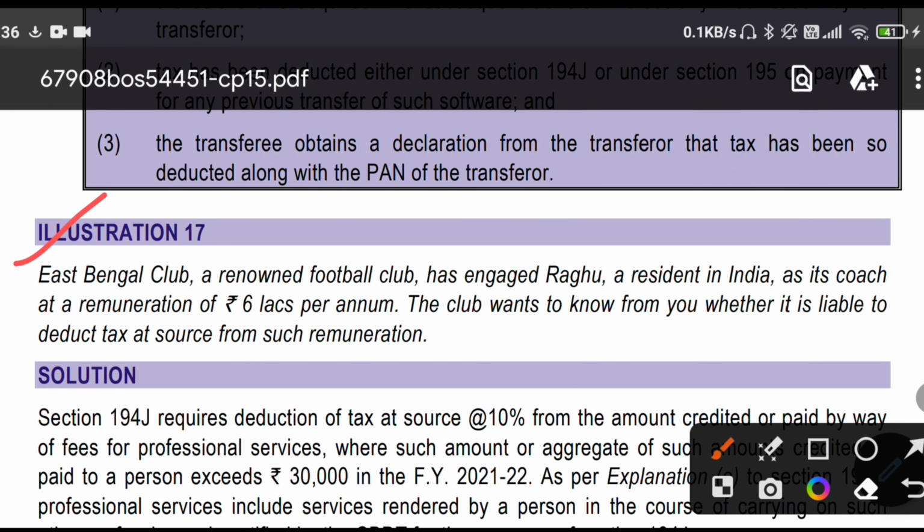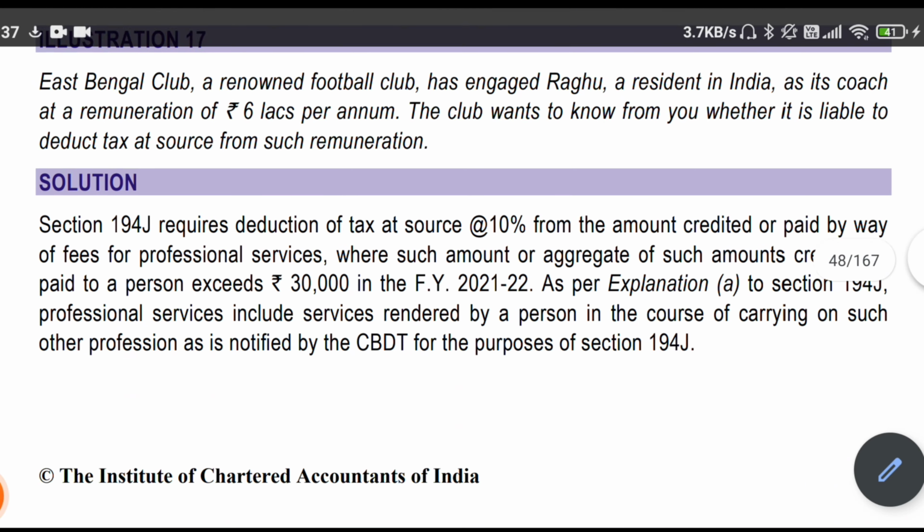Next is illustration 17. East Bengal Club, a renowned football club, has engaged Mr. Raghu, a resident of India, as a coach. So coach is of course a kind of professional service, right? And it is also clarified by the CBDT. The remuneration is 6 lakh per annum, and the club wants to know whether it is liable to deduct TDS from such remuneration or not. So of course it is required to be deducted at the rate of 10%. So 6 lakh at the rate of 10%, 60,000 is required to be deducted.